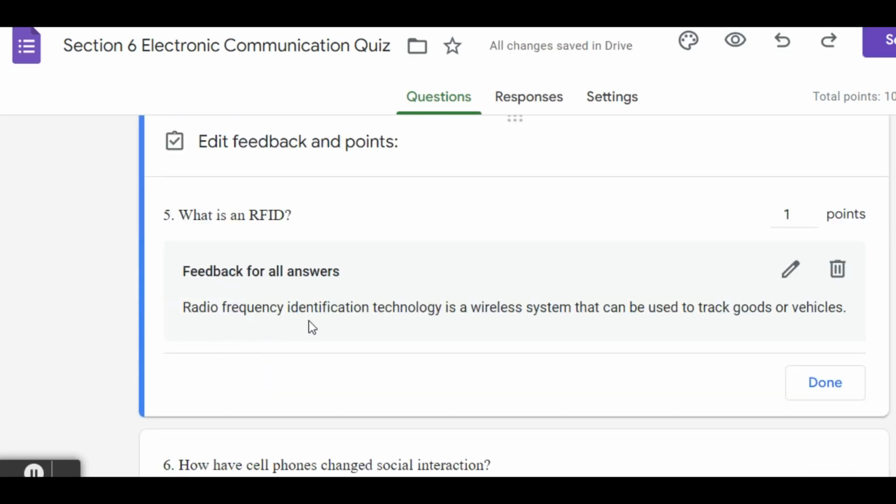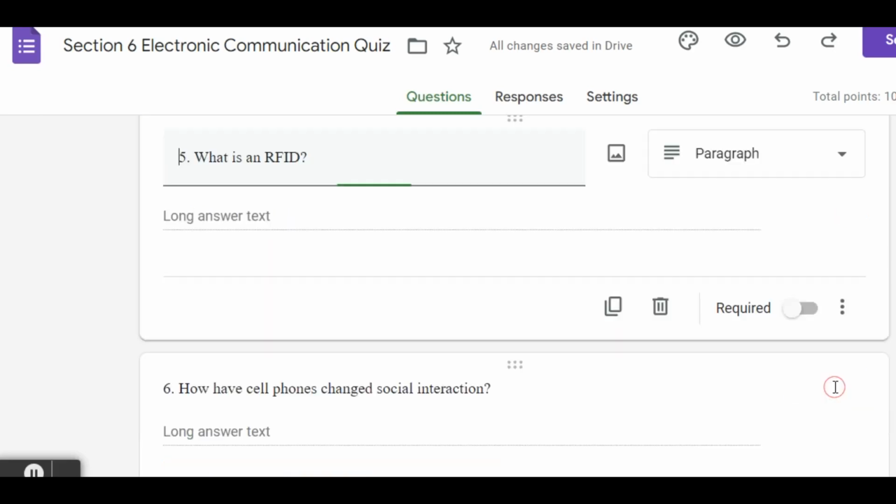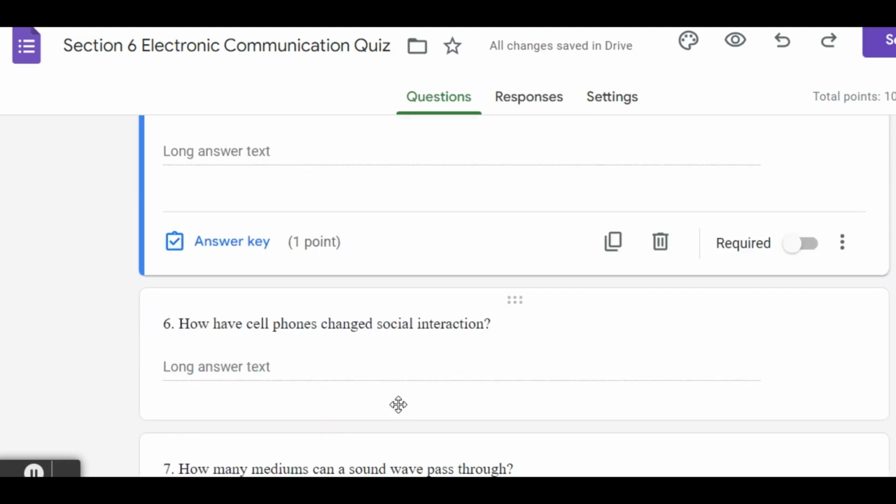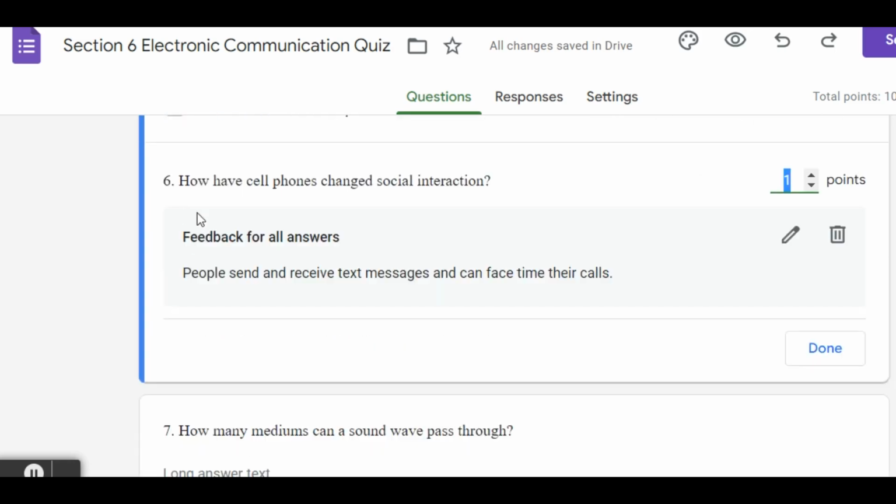Number 5, what is an RFID? Radio frequency identification technology is a wireless system that can be used to track goods or vehicles. Number 6, how have cell phones changed social interaction? People send and receive text messages and can FaceTime their calls.